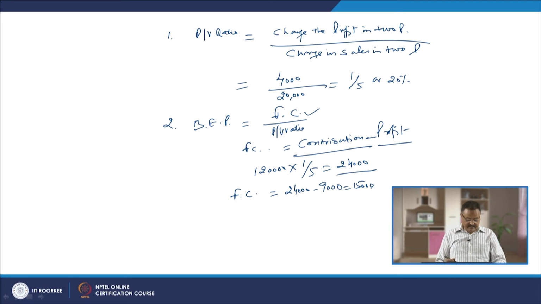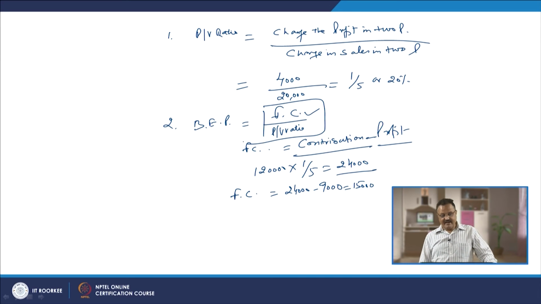Now you can find it out easily, but we require in this formula the fixed cost divided by the PV ratio. We have got the fixed costs now, and we have already calculated the PV ratio. So, finding out the BEP will not be a problem. What is the BEP here?